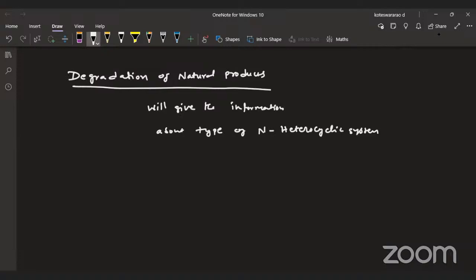If nitrogen is in a heteroaromatic ring system, the degradation experiments are somewhat difficult. For that, we need to get a saturated nitrogen heterocyclic system by simple reductions. Then the saturated heterocyclic alkaloids are subjected to various kinds of degradation experiments, of which the important ones are, first, Hofmann exhaustive methylation, called the HEM method.